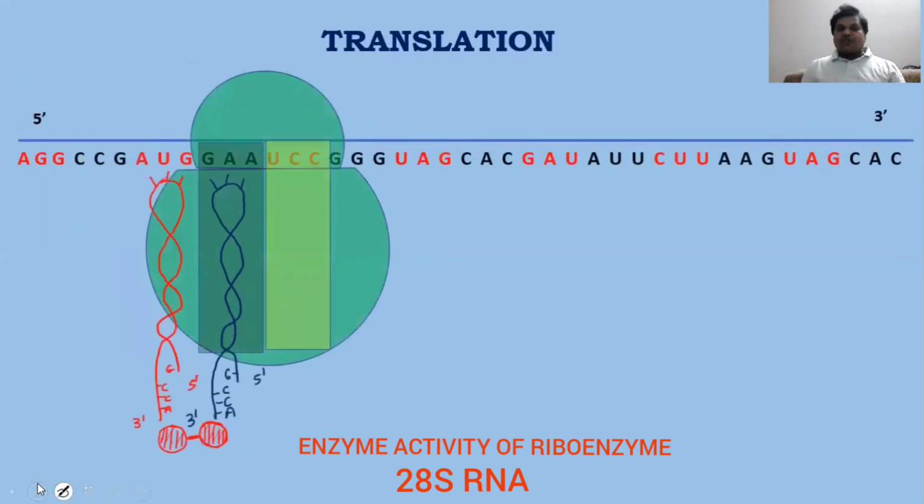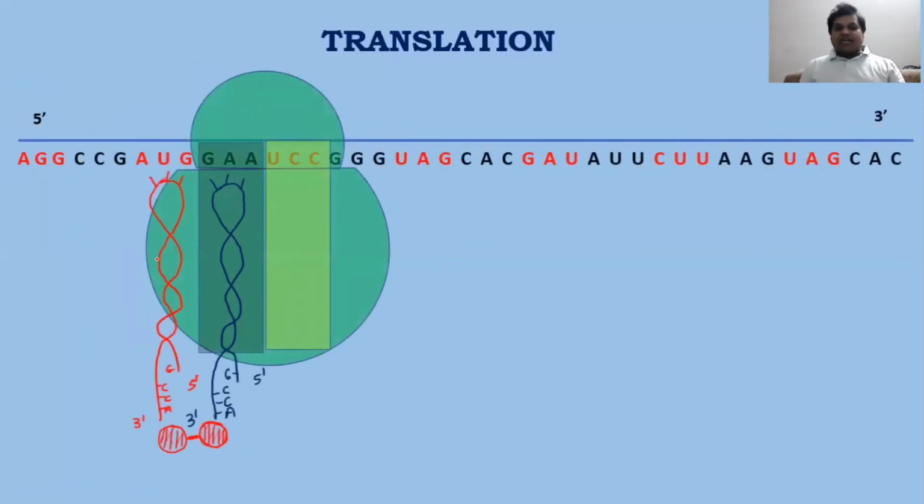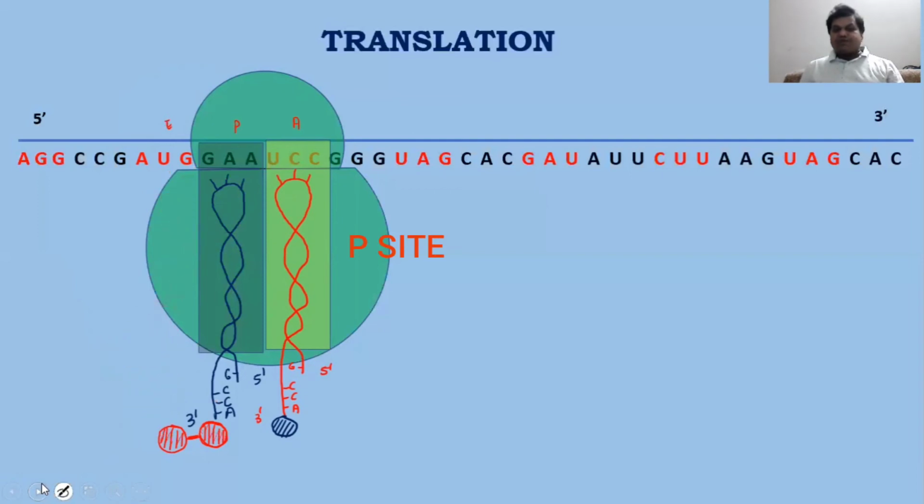Now, because of translocation, you will find that the start codon has come to the E site. This was the A site, this was the P site, and now it has become the E site. Initially, the start codon was at the P site. Now, because of translocation, it has moved to the E site. What happens here? One new tRNA enters at the A site with one amino acid. Now, the tRNA at the start codon moves out.